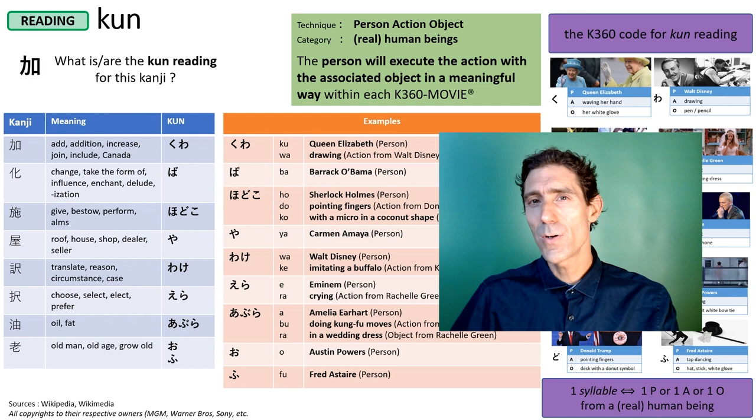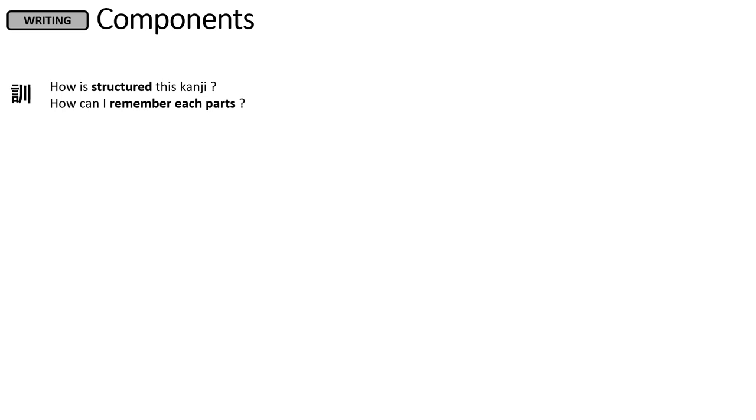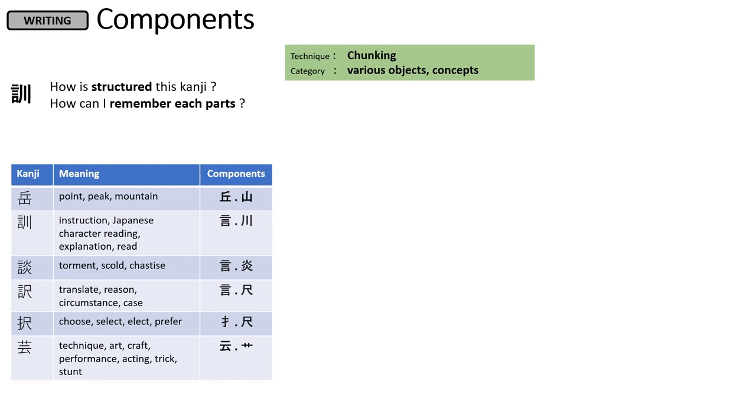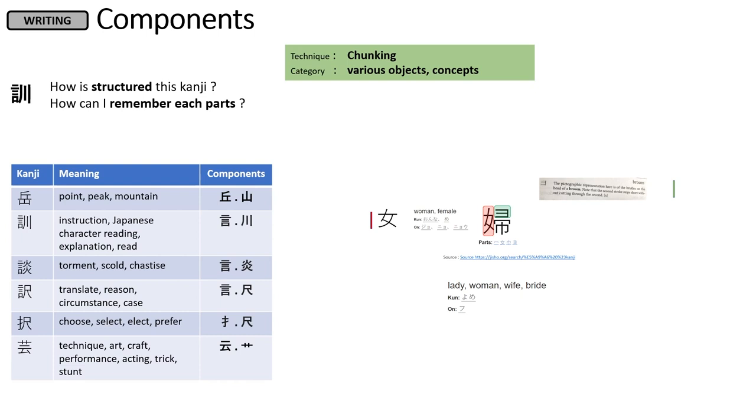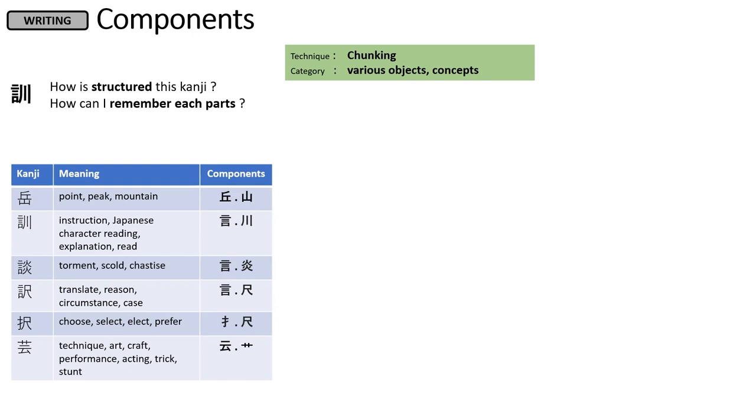Now let's focus on the components of the kanji. The questions: how is this kanji structured and how can I remember each part? This is based on the chunking memory technique, where we divide the target information into various chunks of information, simpler and/or already known. The best is to think about it as Lego blocks or atoms and molecules. So you start learning simple components, and by combining those simple components, you create new kanjis, more complex in form and structure. So it is a process that builds on itself, and you must have learned the simpler components before tackling the kanjis with more complex components.